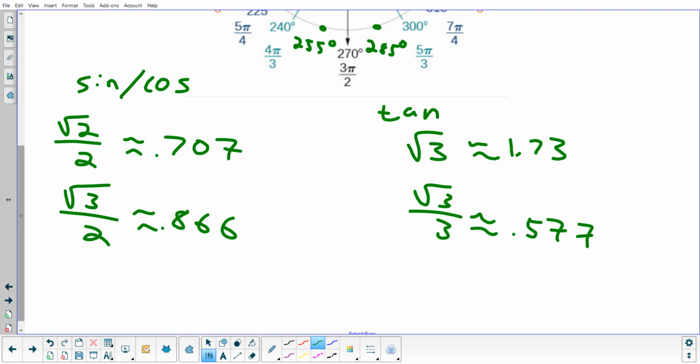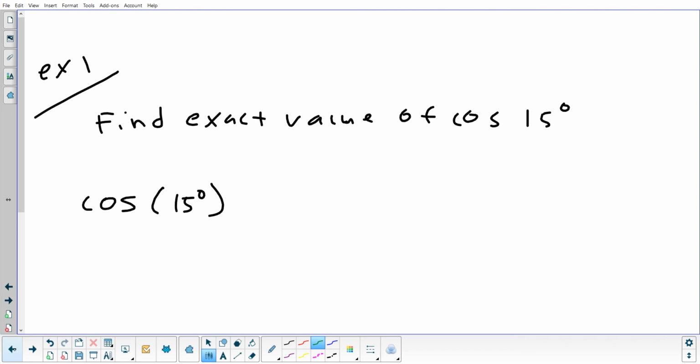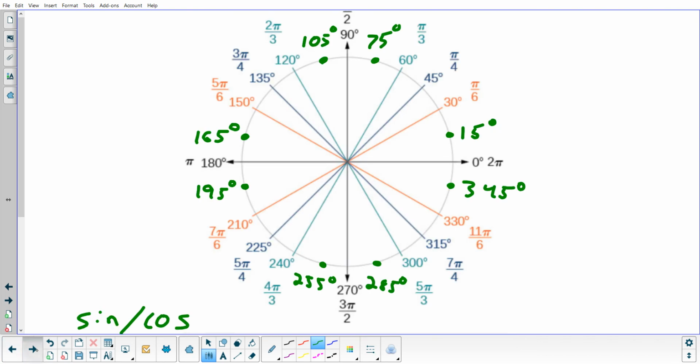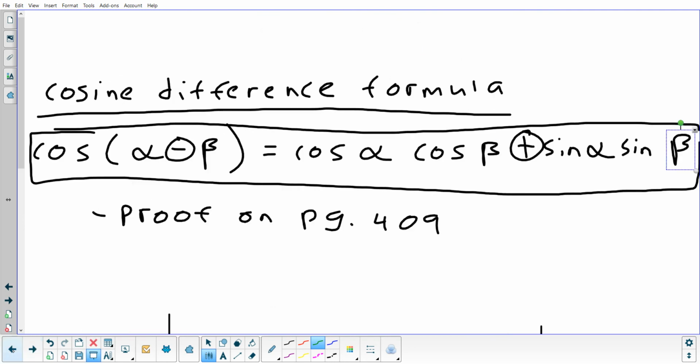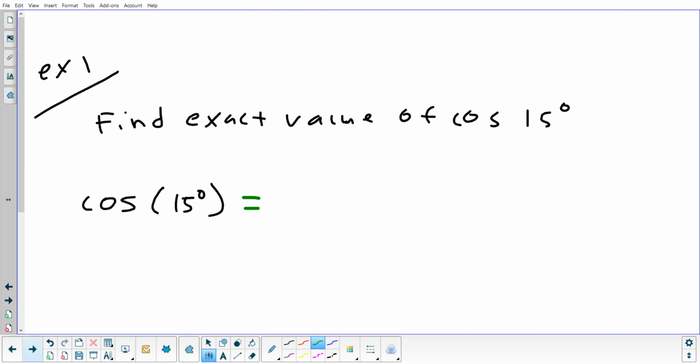So let's go back here, and let's see if we can find something about this 15. Let's do the cosine of it, since we're talking specifically right now about the cosine difference formula. The way you figure out the cosine of 15 is you have to split up the 15 degrees. The way we're going to split it up is as a difference.